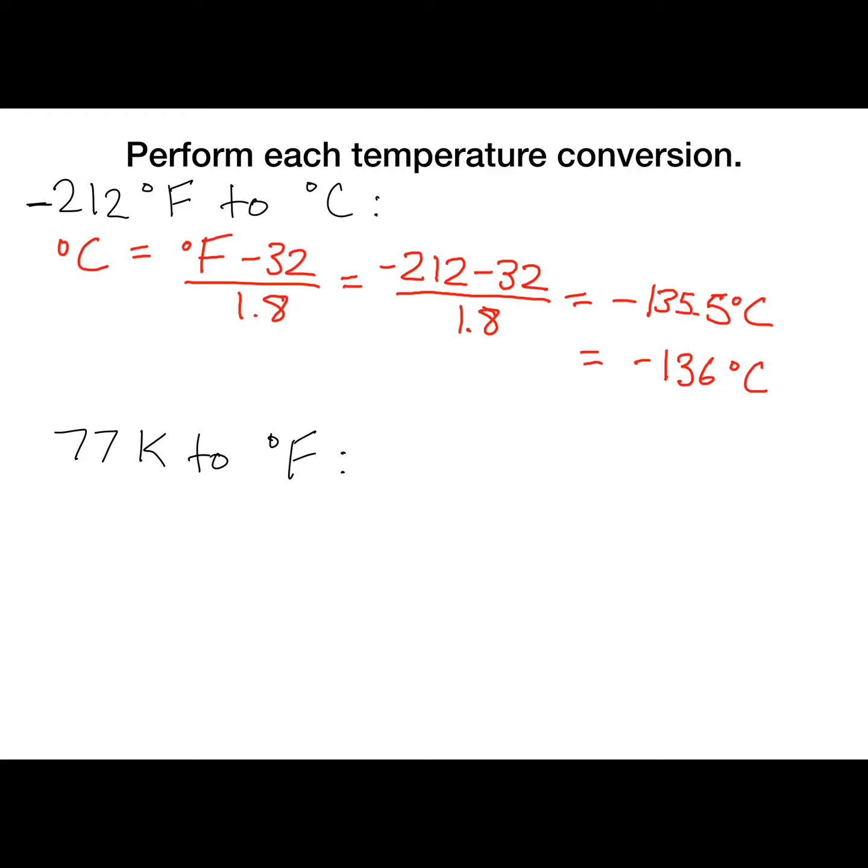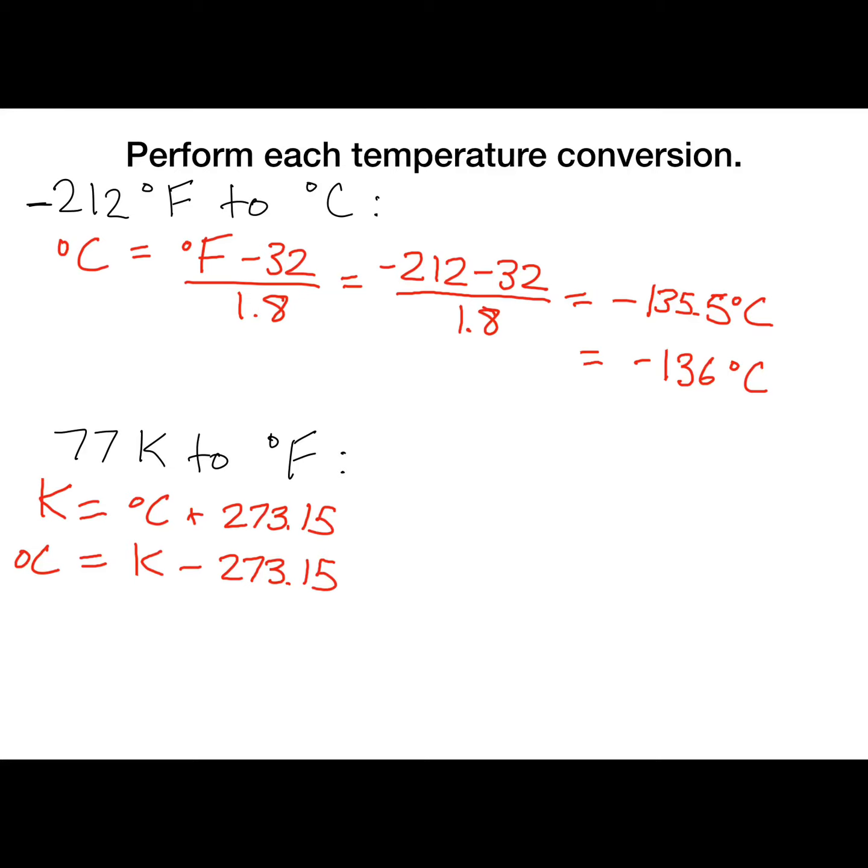Next, we're going to convert 77 Kelvin to degrees Fahrenheit. So first we go from Kelvin to Celsius, then from Celsius to Fahrenheit. So Kelvin is equal to degrees Celsius plus 273.15. And if we rearrange this equation so that degrees Celsius is on the side by itself, we get degrees Celsius is equal to Kelvin minus 273.15.